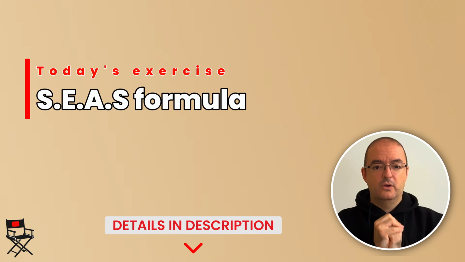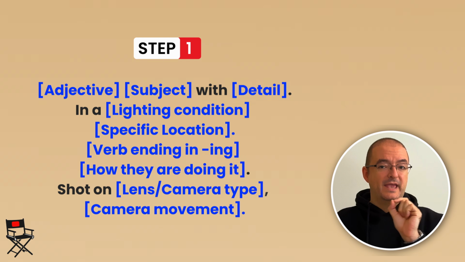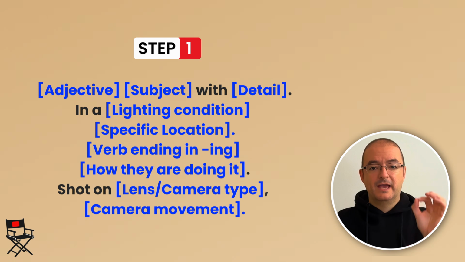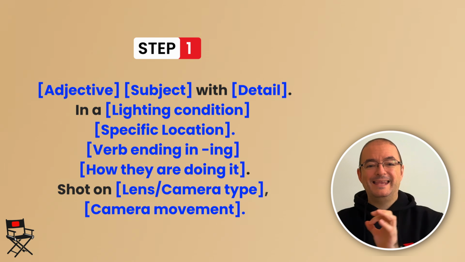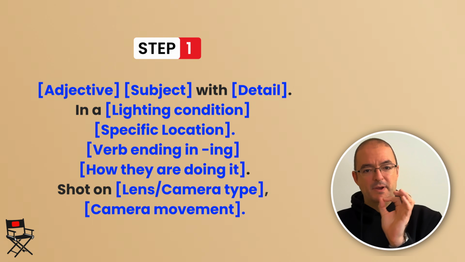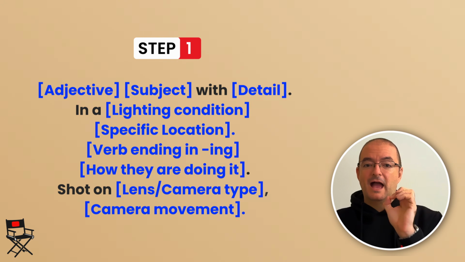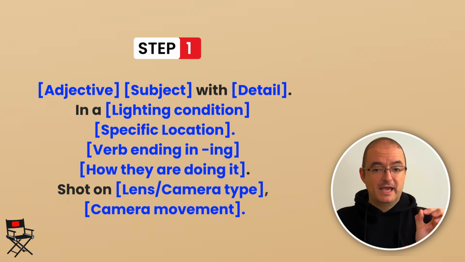Your turn. Open VO3. We are going to play Director's Mad Labs. I want you to fill in the blanks of this exact formula. For the subject, we use adjective, subject with detail. Environment, in a lighting condition, specific location. Action, verb ending in ing, how they are doing it. Style, shot on, type of lens, camera type.